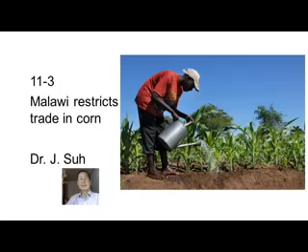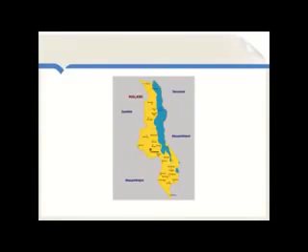Let's take a look at corn markets in Malawi as a classic example of failed policy. Malawi is a landlocked country in Central Africa, and it's one of the very poorest nations in the world, with a per capita income of only about $800.